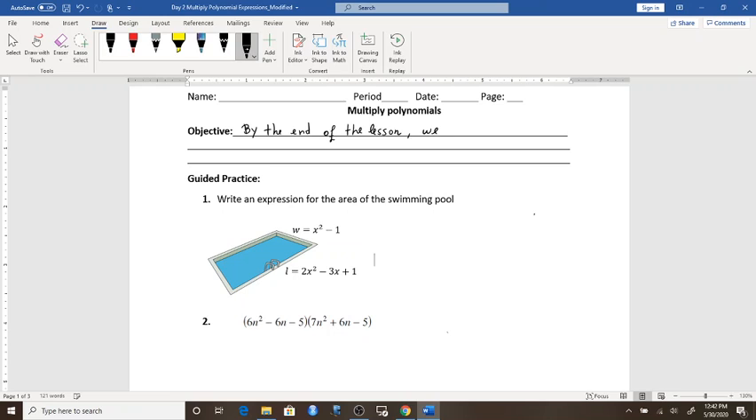we will be able to multiply polynomial expressions by using distributive property and/or, it depends, we can use either both or one of them, the box method.